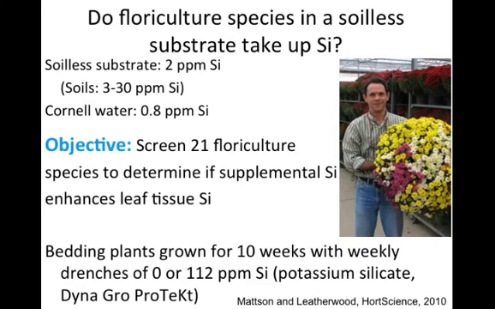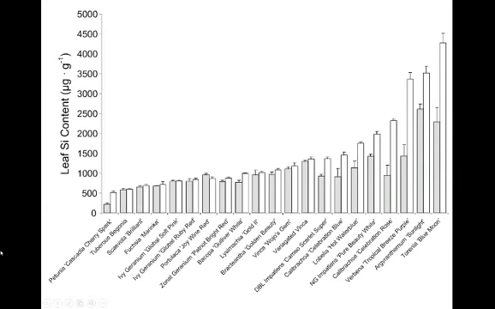They were growing in a peat perlite potting mix, which had about 2 parts per million of that orthosilicic acid. Our tap water at Cornell also has a little bit of silicon as well, 0.8 parts per million, but we were giving the plants weekly drenches with 112 parts per million potassium silicate. We did that for 10 weeks, and then this chart shows us leaf silicon content. It would be in parts per million.